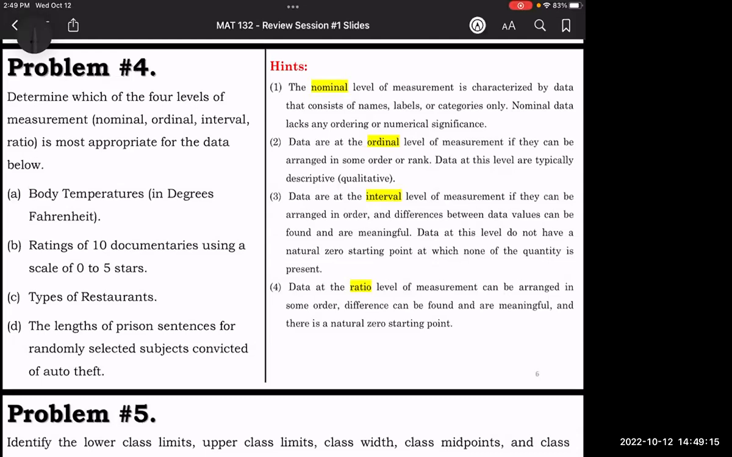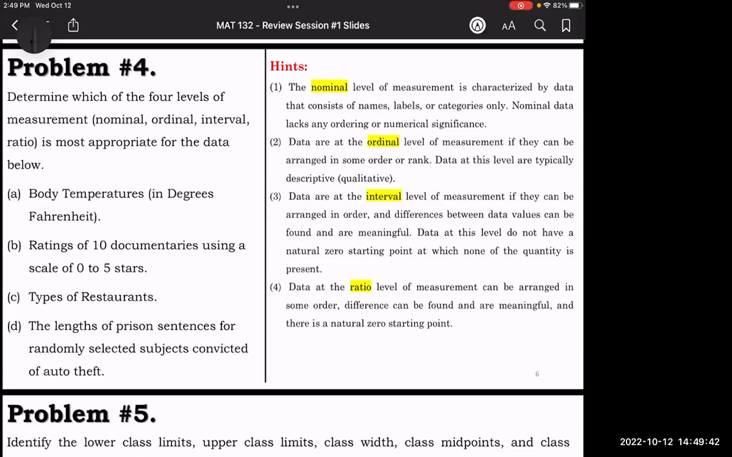So let's begin with part A, body temperatures in degrees Fahrenheit. Look at your 4 definitions. We have nominal, ordinal, interval, and ratio. Which one of these definitions applies to part A? Let's start with nominal. Will nominal make sense? Or nominal, sorry. No. So for part A, we know it's not nominal.